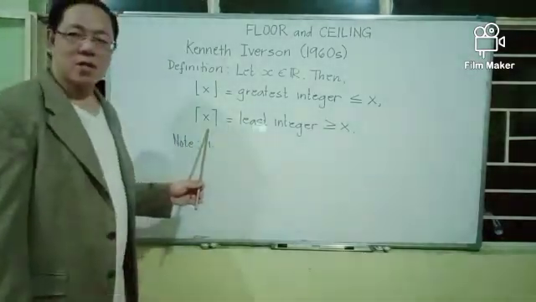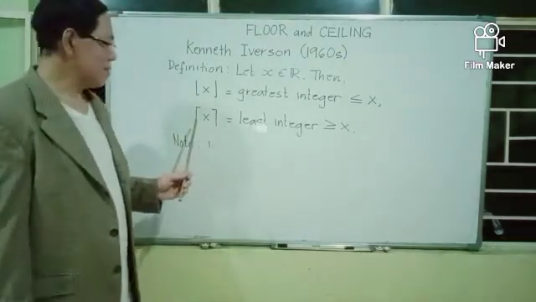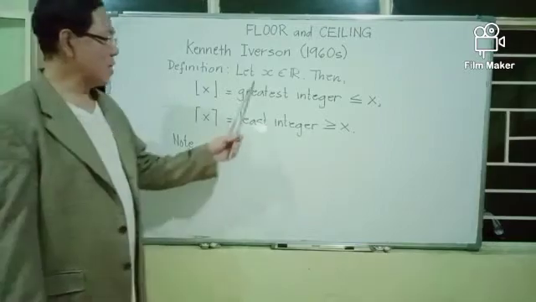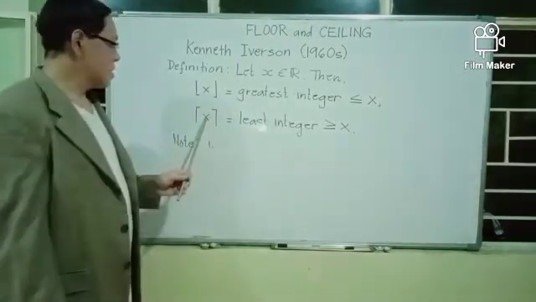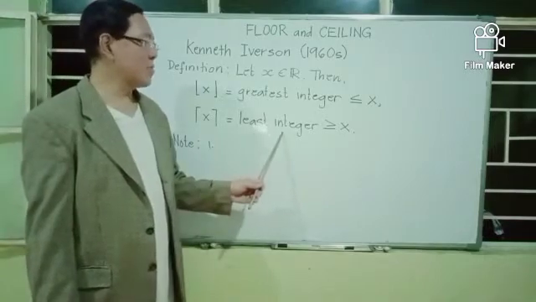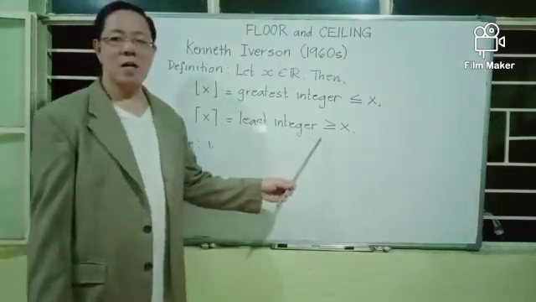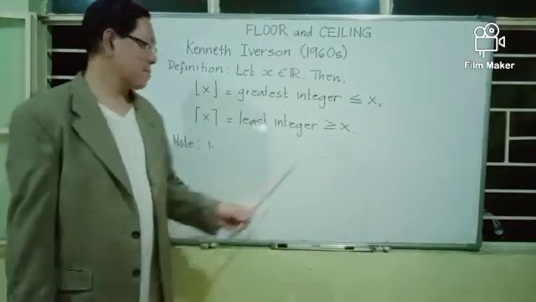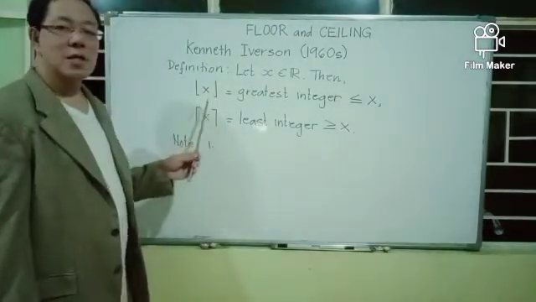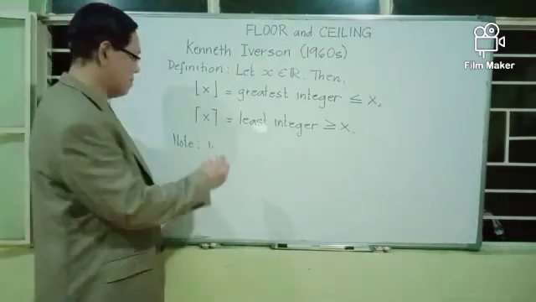And this notation denotes the ceiling of the real number x. The ceiling of the real number x is the least integer, or the smallest integer, that is greater than or equal to x. So this notation denotes the floor of the real number x.